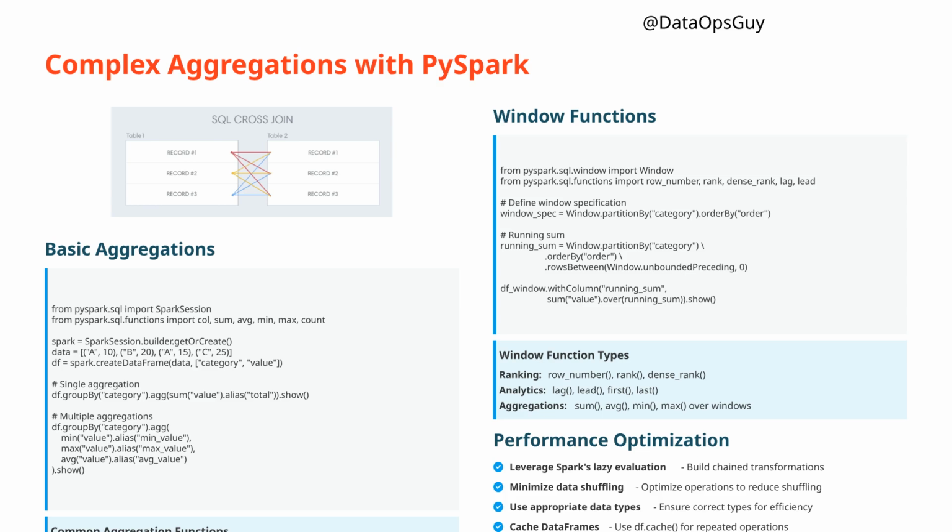Performance optimization techniques include leveraging Spark's lazy evaluation by building chained transformations, minimizing data shuffling through optimized operations, using appropriate data types for efficiency, and caching data frames for repeated operations. These techniques ensure efficient processing of large-scale data aggregations.